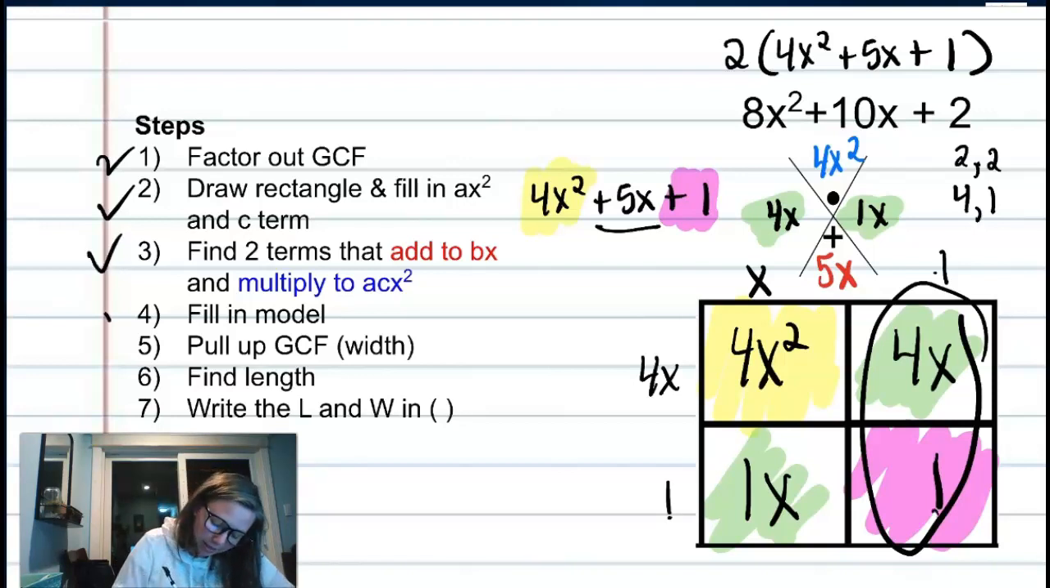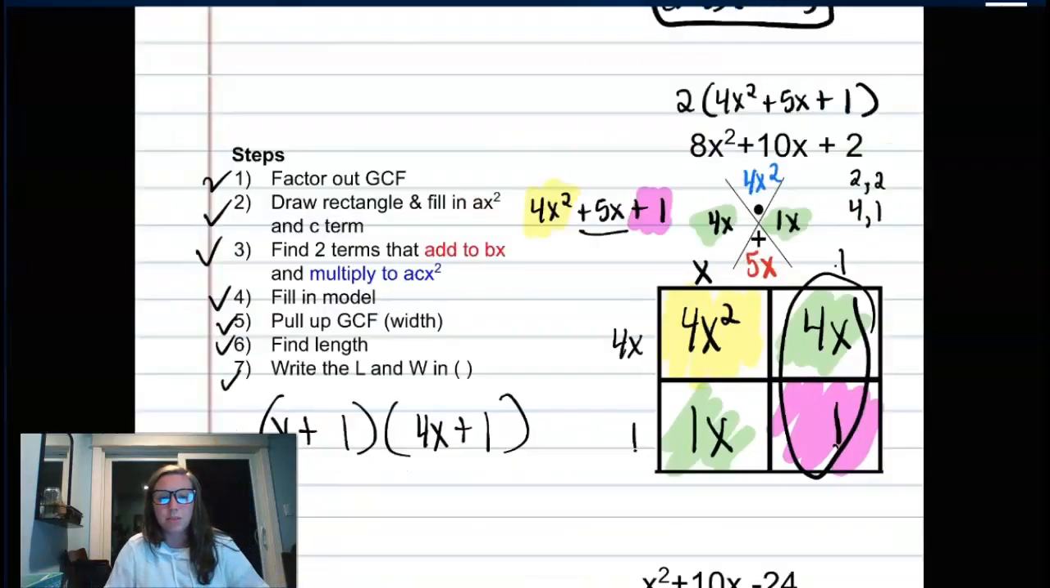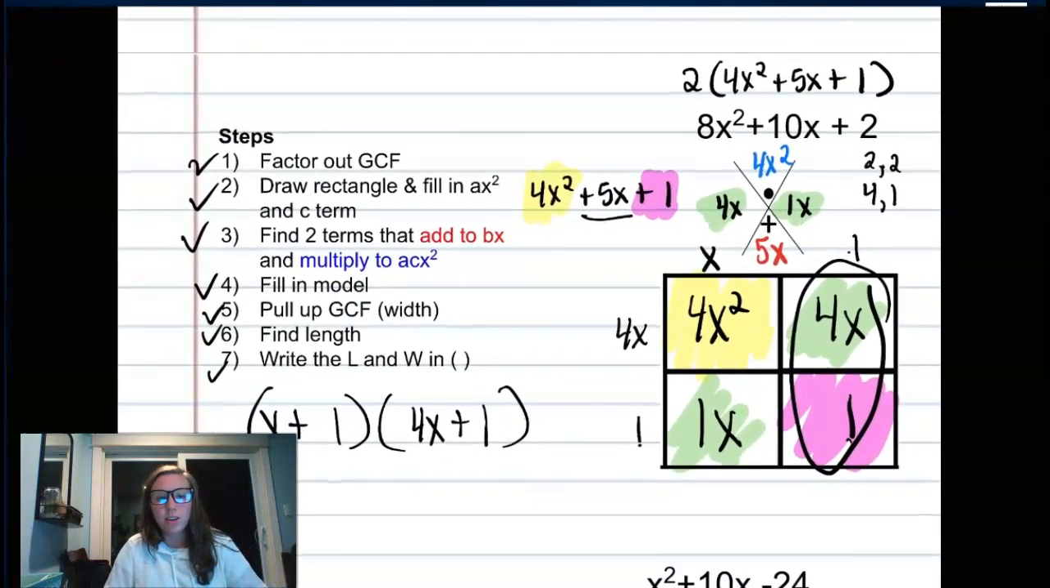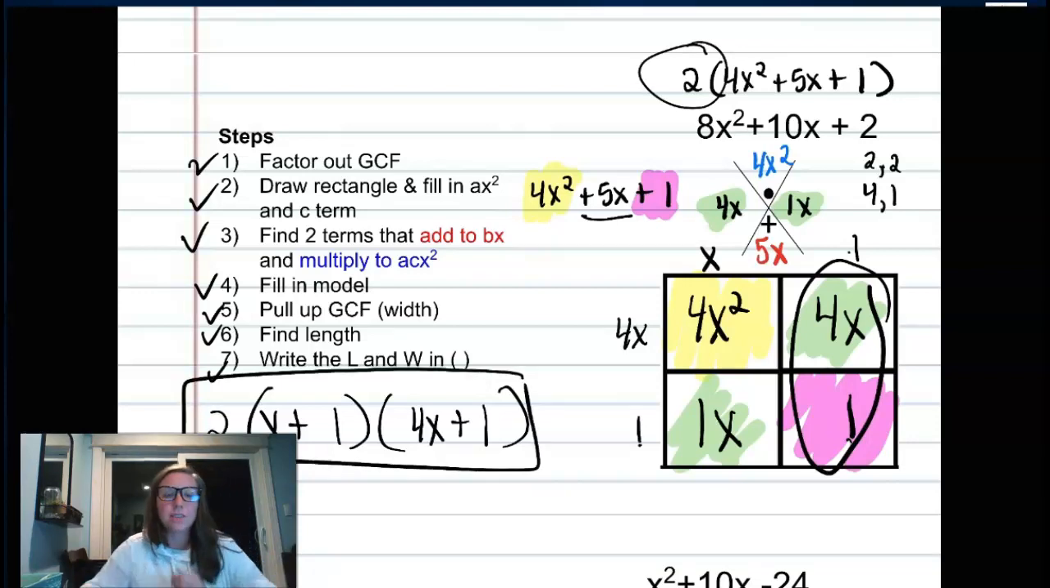Okay, so that's good. We filled in the model, we pulled up the GCF, and we found the length and width. Now, the last thing we want to do is write them in parentheses. Something that's really important is, if you have a greatest common factor, which we do in this case, you want to make sure that you also bring this down here. So in your final answer, the GCF has to float outside.